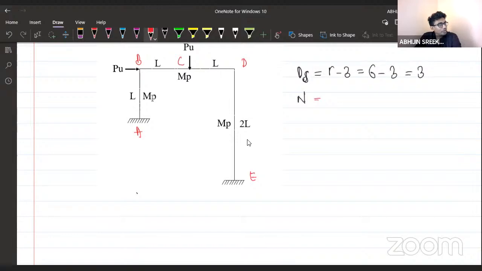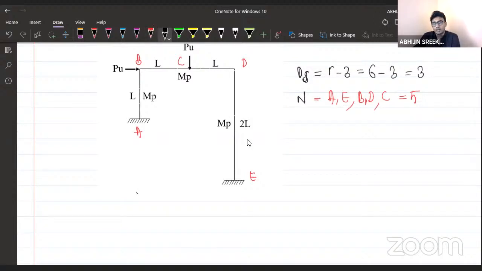At fixed supports there will be plastic hinges, so A and E will give plastic hinges. At rigid joints in a frame, plastic hinges will be formed. B and D are rigid joints, so plastic hinges will be formed at B and D as well. Under a point load also a plastic hinge will be formed, so C is also a possible location. Total will be equal to 5. Is it clear, everyone? Please respond. The possible locations where plastic hinges can be formed is equal to 5.